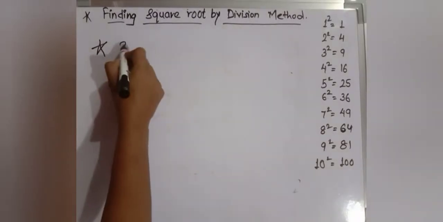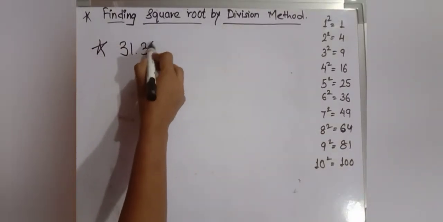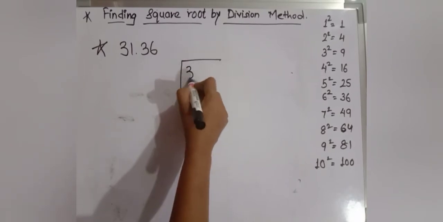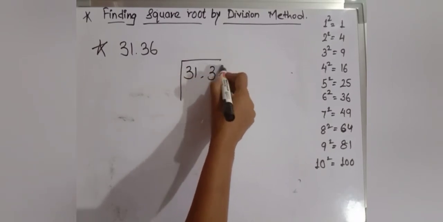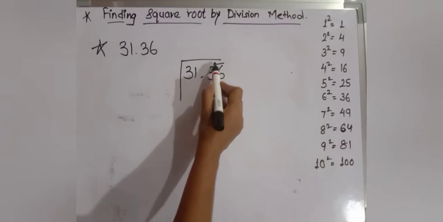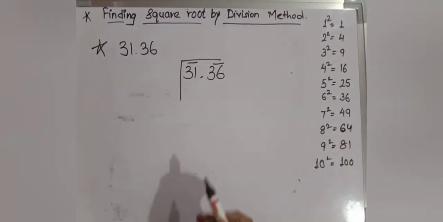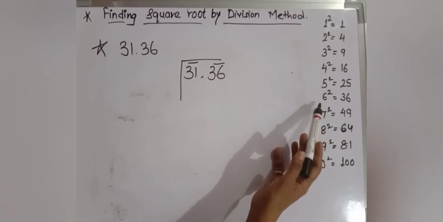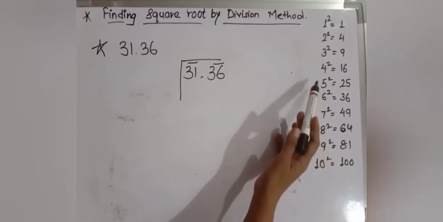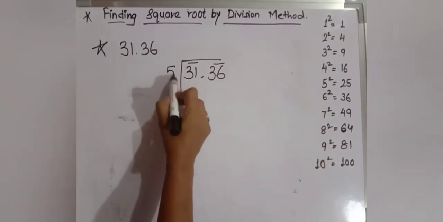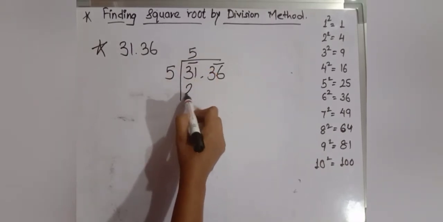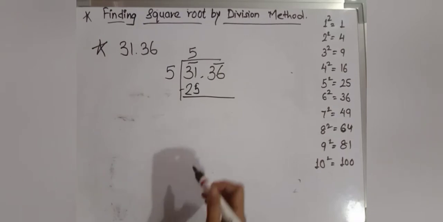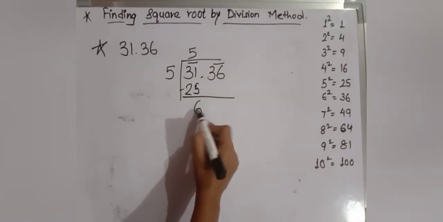Let's take the example 31.36. Find out the number whose square is less than or equal to 31. First, make the pairs of the numbers. We have 5 into 5, 25, and 6 into 6, 36. So we will take 5 into 5, that's 25. Here we get the remainder 31 minus 25, we get 6.